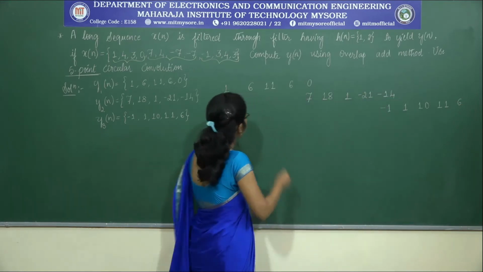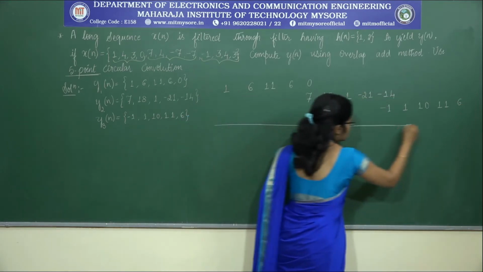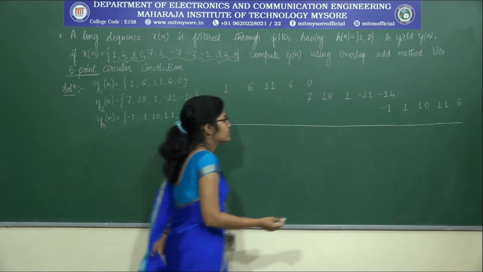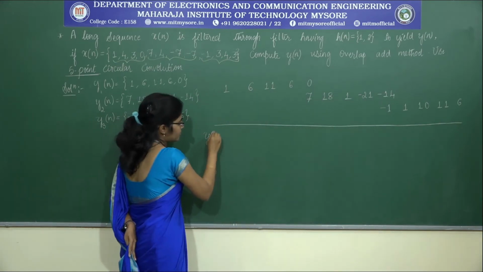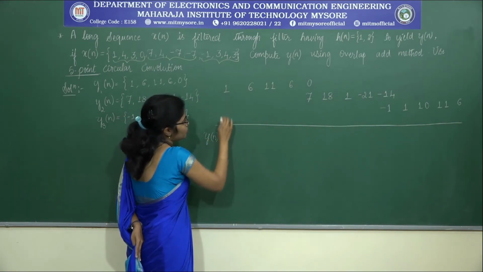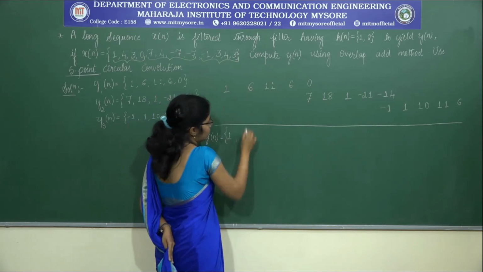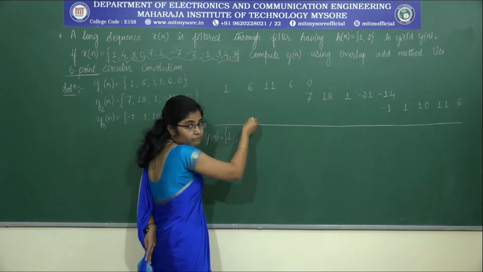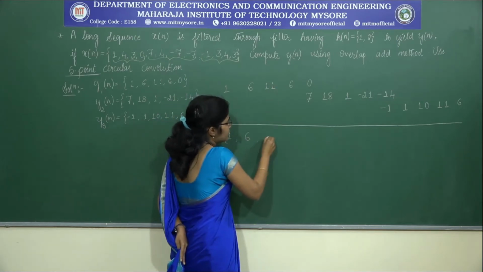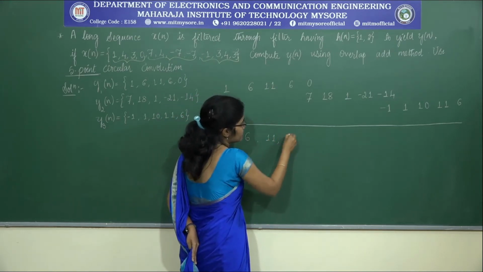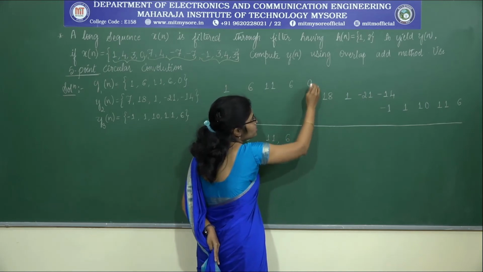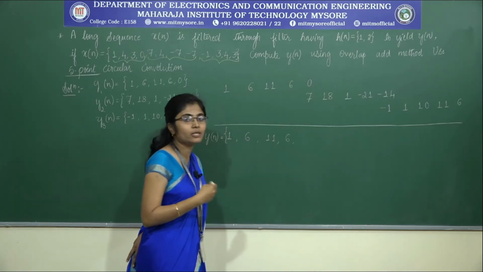So overlapping is done. Now I need to add the sequences. If I add the sequence, what we get is nothing but y of n. So here we don't have anything, so write directly 1. Then write 6 also directly because we don't have any elements here. Write 11 directly. Write 6 directly. Now these two samples are overlapping, so I need to add.